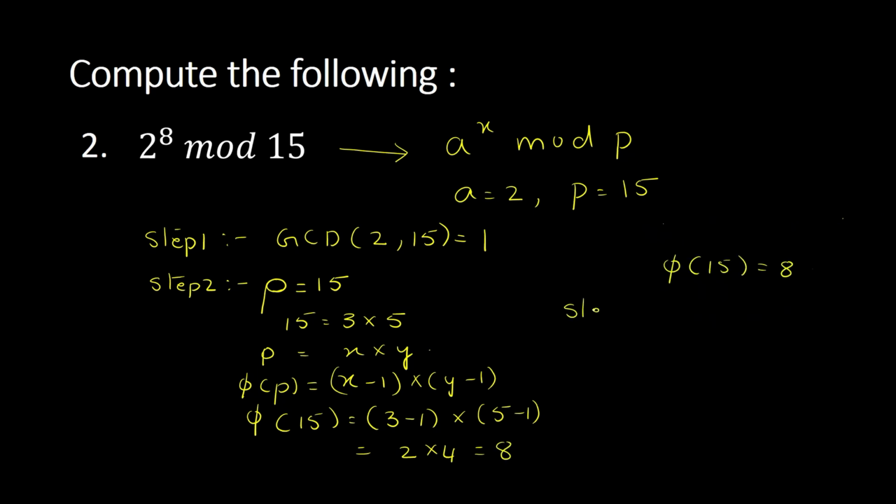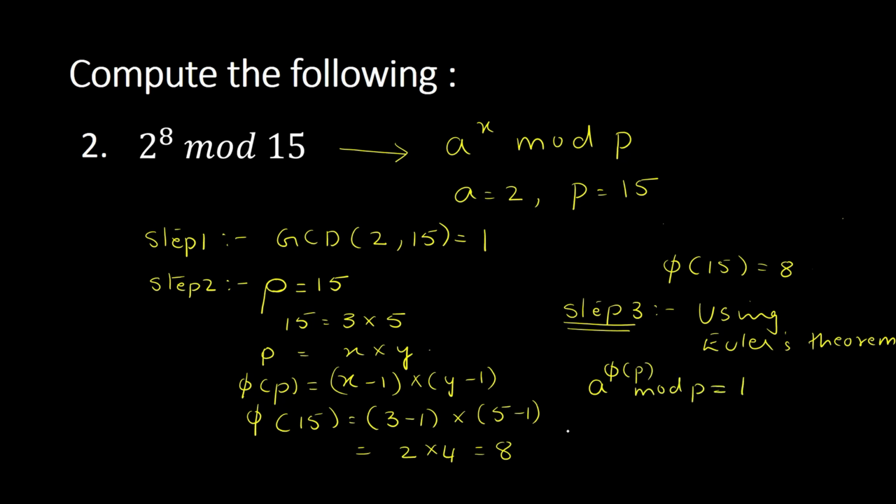After computing the Euler totient, we move on to step 3. In step 3, we use Euler's theorem. Now, what does Euler's theorem state? It states that a raised to the power of phi of p mod p can be replaced with 1. Now, what is a in our question? 2. What is phi of p? Phi of 15 is 8. Mod, what is p? 15. So 2 raised to 8 mod 15 is 1.